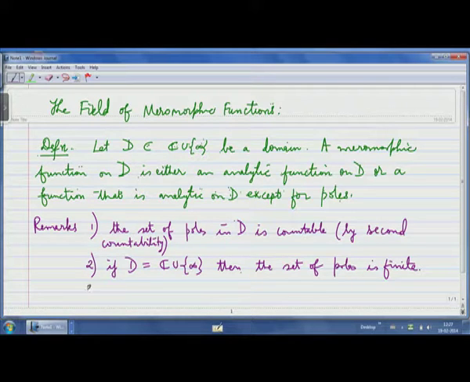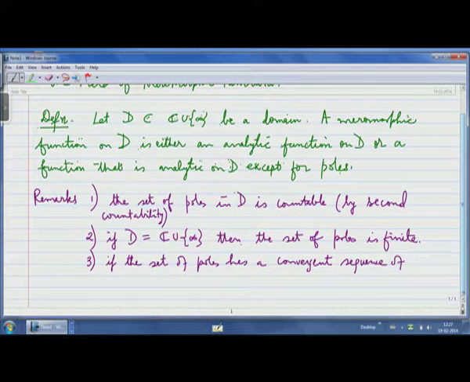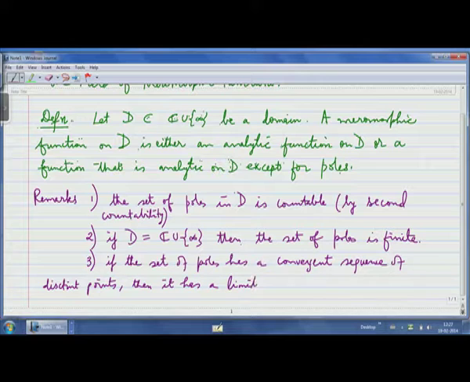So let me write this down. If the set of poles has a convergent sequence of distinct points, then it has a limiting point in the boundary of D, okay.